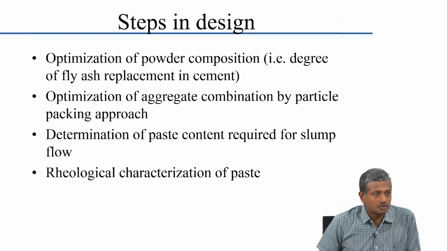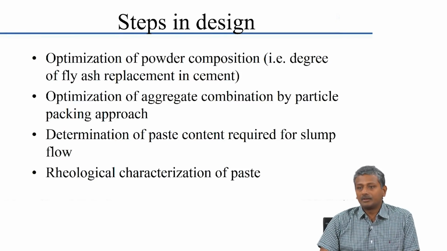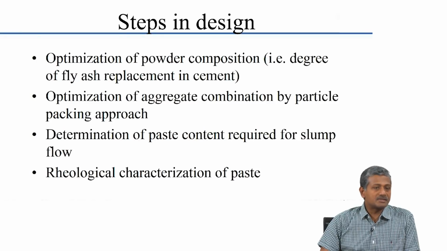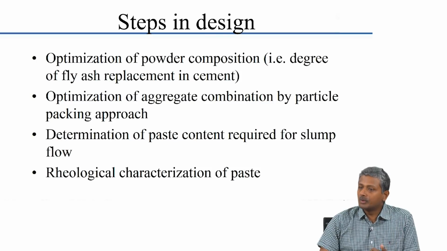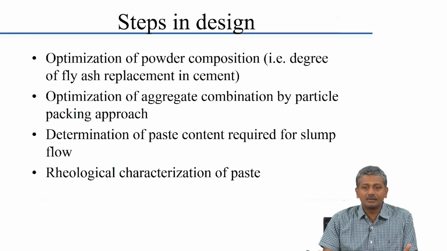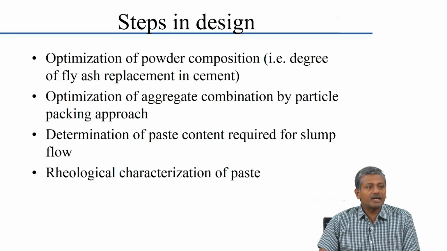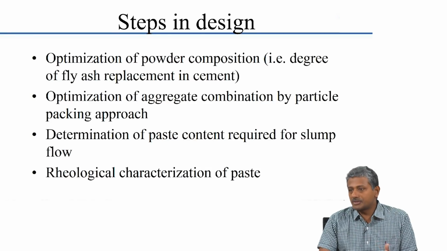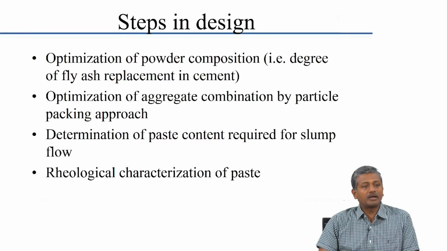First is the optimization of the powder combination or composition, that means the degree of fly ash replacement of cement. So, again we have assumed here that most SCCs will have fly ash as the cement replacement material, because that is what works in most cases to improve the flowability without really causing an excess increase in the binder content. Okay. If you have to use slag or silica fume, you may get mixes that are difficult to control. With fly ash it is much easier, typically, I am not saying all the time, but typically it is much easier with fly ash. The optimization of the aggregate combination is done next with a particle packing approach.